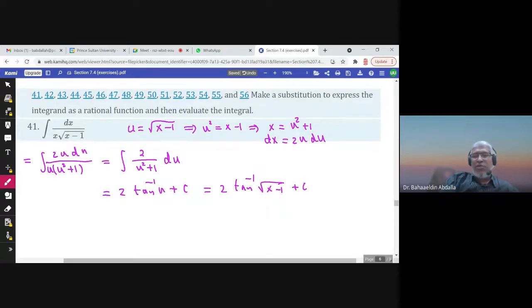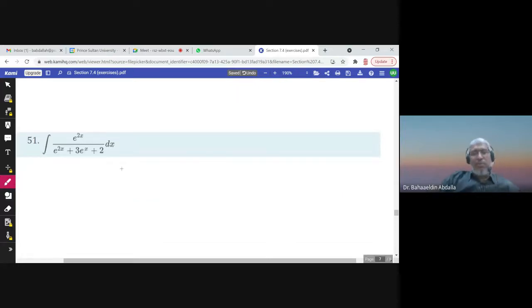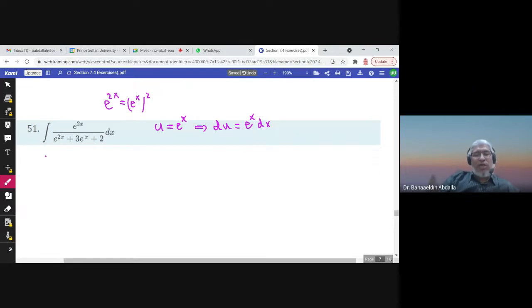Here, make a substitution. Well, the substitution here is to take u as e to the power x. If I take u equals e to the power x, du would be e^x dx. Notice that e to the power 2x is e to the power x all squared. So this integral would be, e to the power x is u, and the other e to the power x, because this is e to the power x times e to the power x, with the dx is du. This is e to the power x squared, so it is u squared plus 3u plus 2.